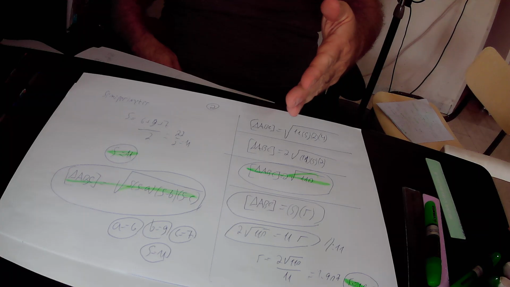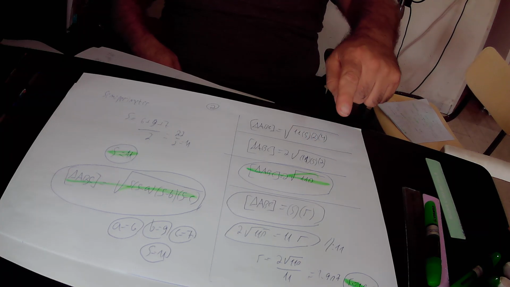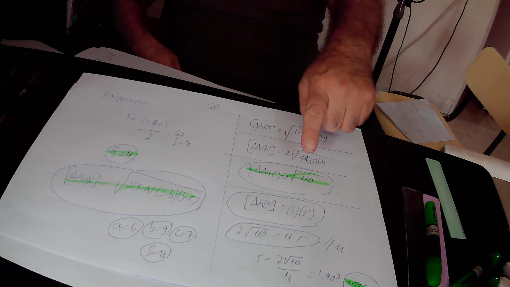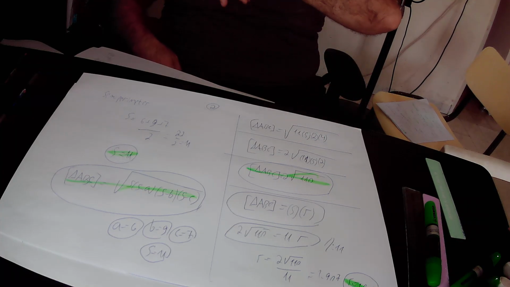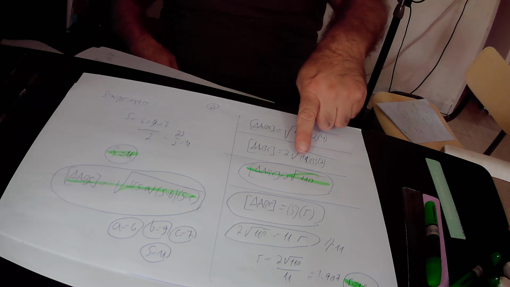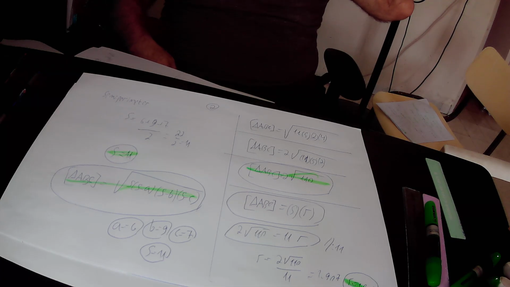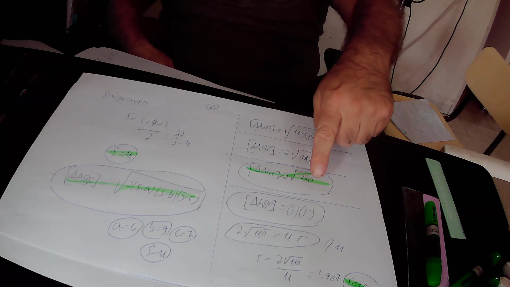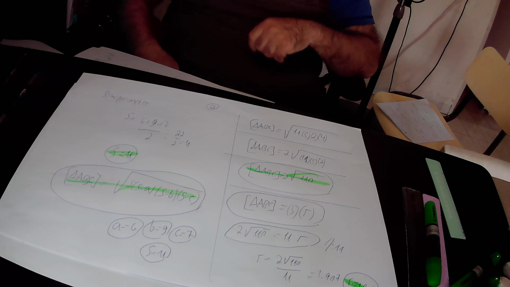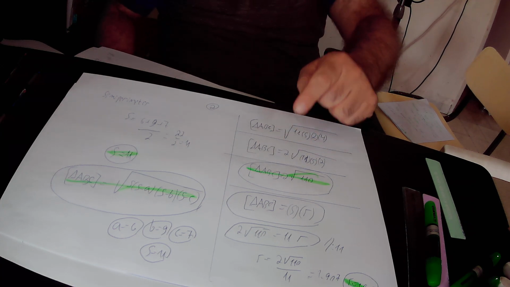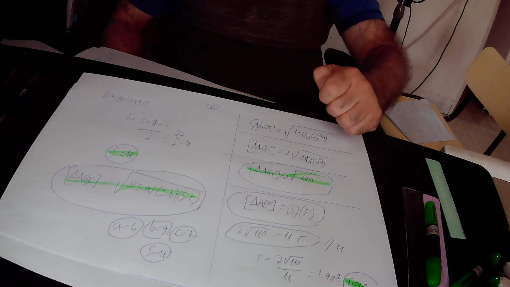And again, the area of triangle ABC equals the semi-perimeter of the triangle ABC times the radius of the circle that is inscribed in triangle ABC. We already found out that the area of triangle ABC equals 2 times the square root of 110. S is 11, R is the missing variable. So 2 times the square root of 110 equals 11 times R.